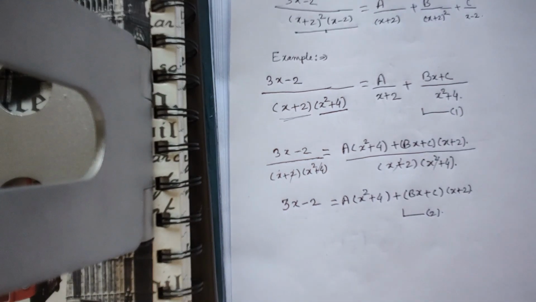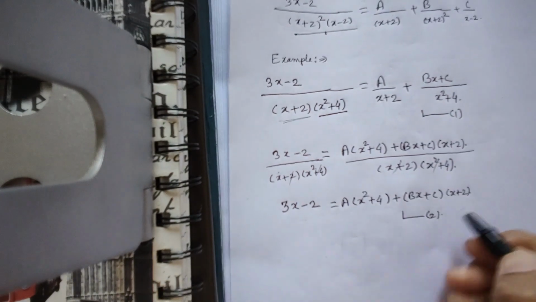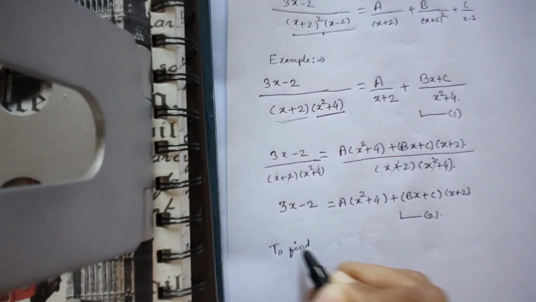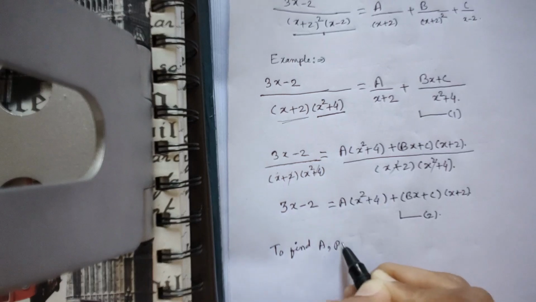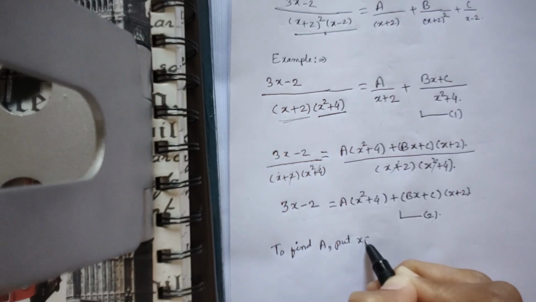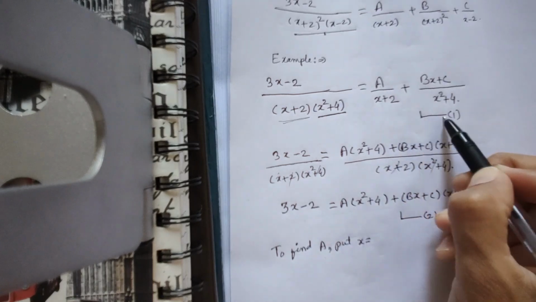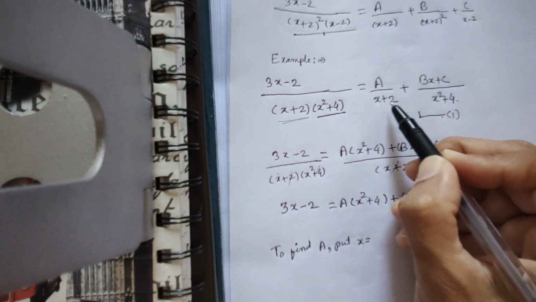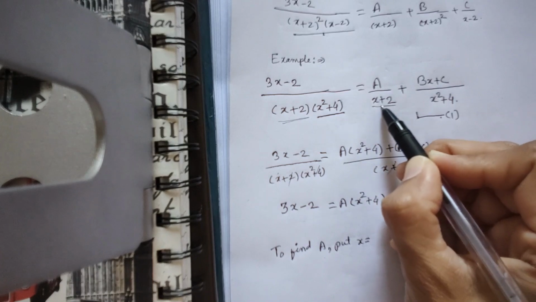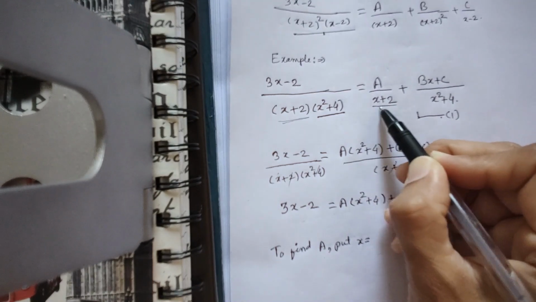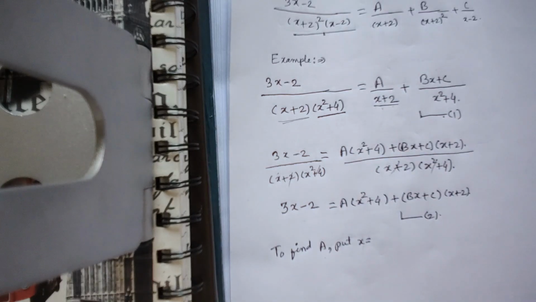Okay, now to find a. To find a, put x equal to... now how will I choose x? I will go back to equation 1 and just observe the denominator of a. The denominator of a is x plus 2.